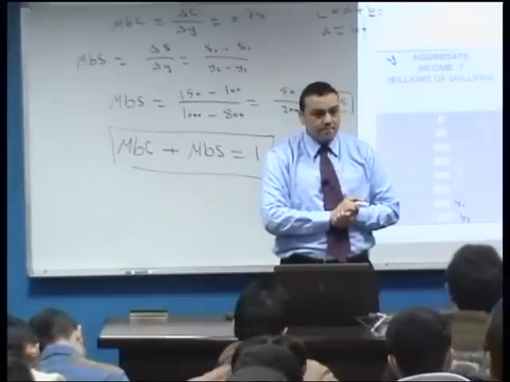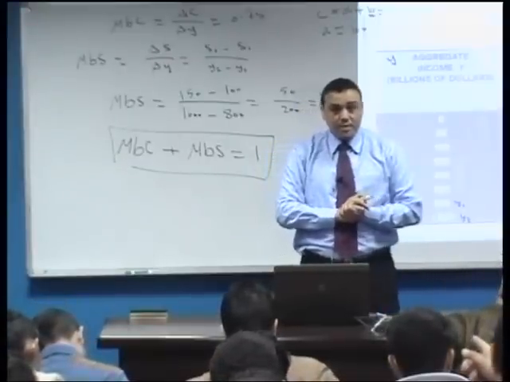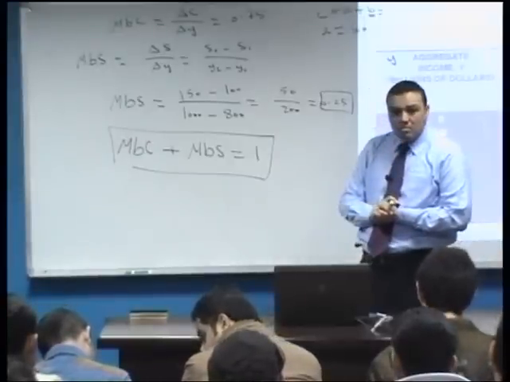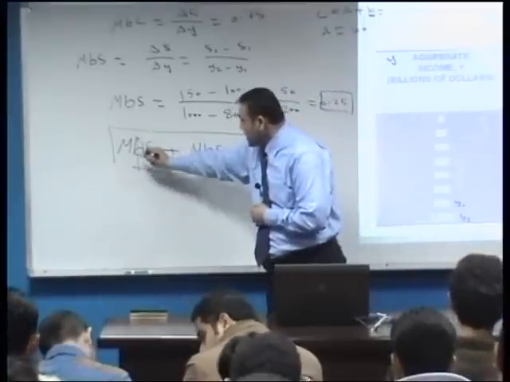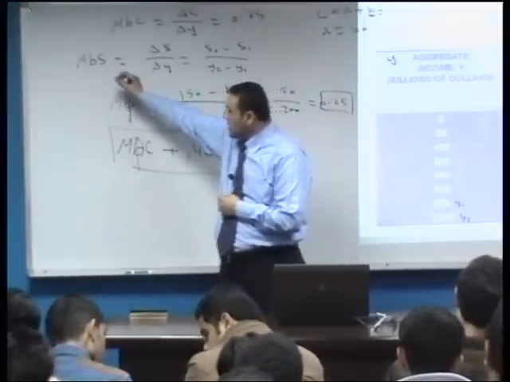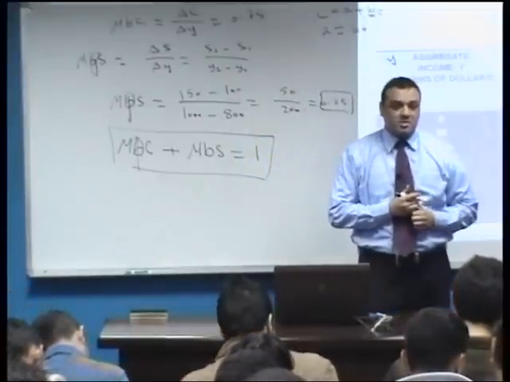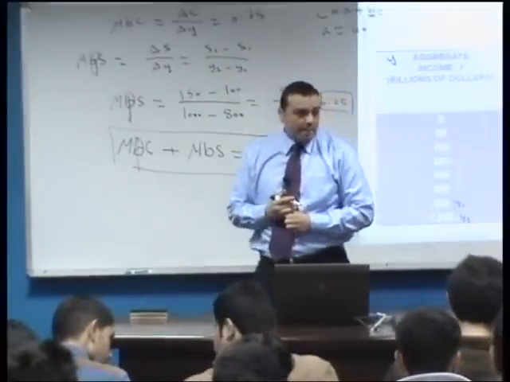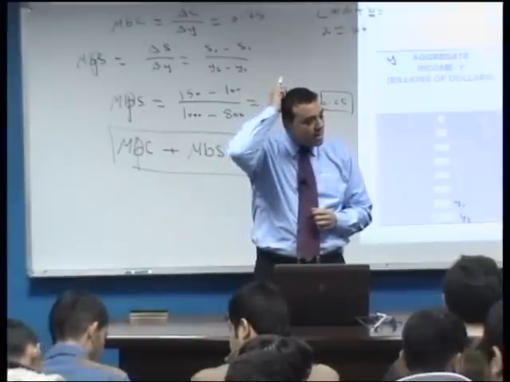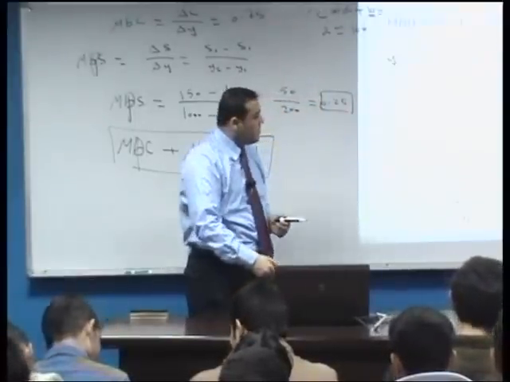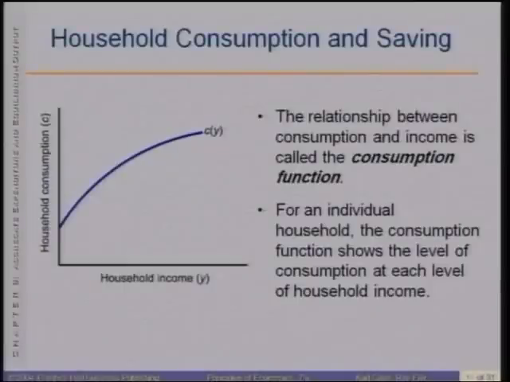Sorry? B? No. MP, exactly, okay. Marginal propensity, exactly, thank you. MP is the marginal propensity to consume. Yes? It doesn't matter. Okay. So let's derive the consumption function. The consumption function.